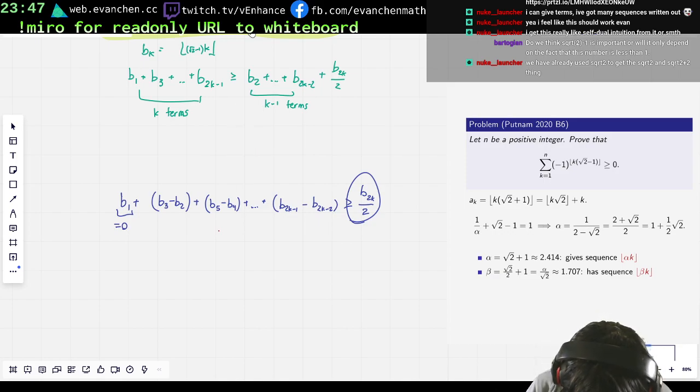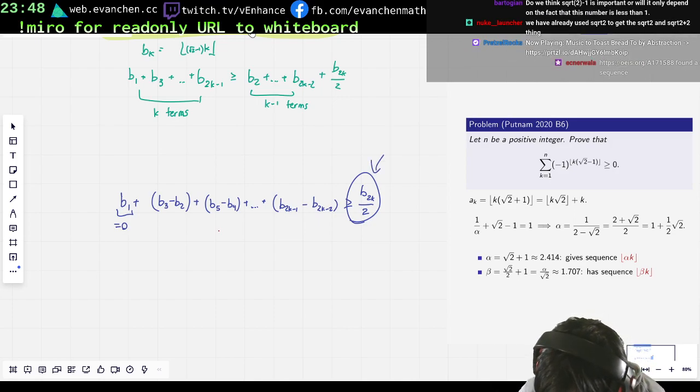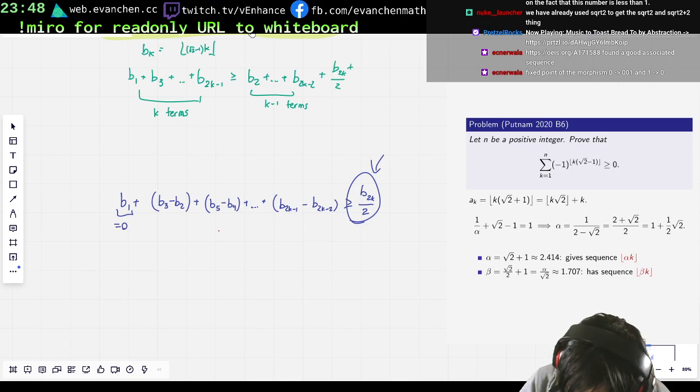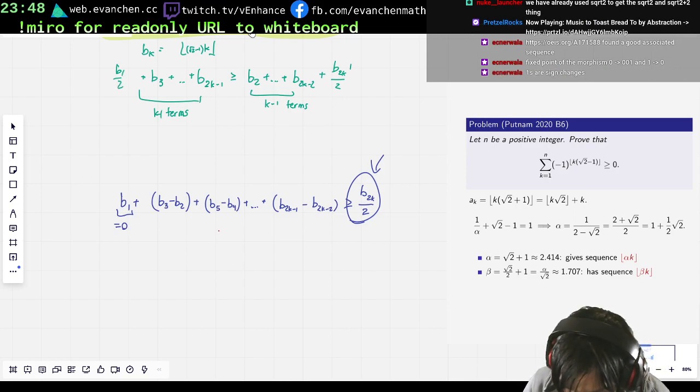Okay, so I want to not have this term here, because this term here is causing lots of problems. I should have a plus b0 here, really. Or, actually better, if I do b this way, then I make this b1 over 2. And now the number of terms on both sides is the same. So the question is, how can I pair them such that it makes sense?